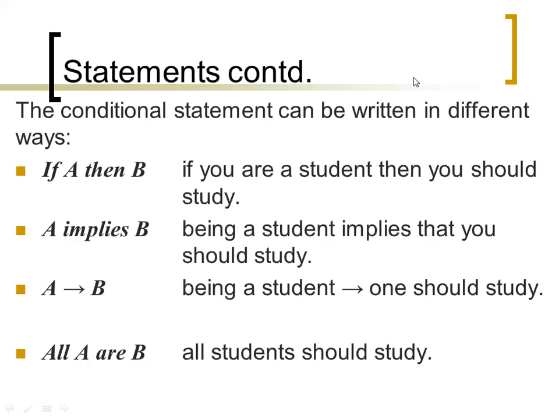And if you notice, there's very little difference between A implies B and A denotes B. It's just a symbol that is used in A denotes B. All right? All A are B. Now this one goes a little further, but it proves that once you are a student, you should study, right? Therefore, all students should study. Alright?